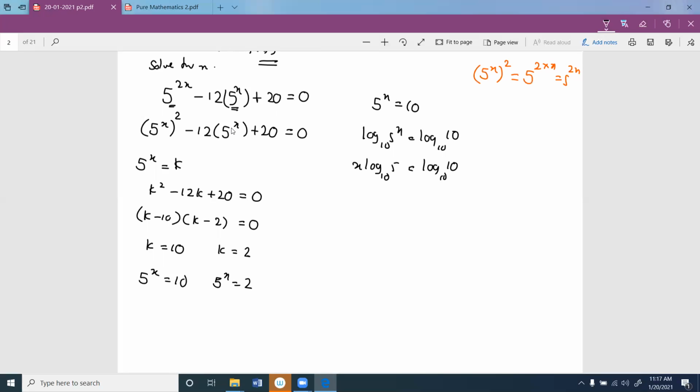But we need to solve for x. Therefore, you write k is assigned as 5 to the power x. 5 to the power x equals 10, here 5 to the power x equals 2. Now I'm going to solve this part of it. I'm just simplifying this one first of all. Then you can say x is equal to log base 10 of 10 divided by log base 10 of 5. Right? From here, you can get this answer.